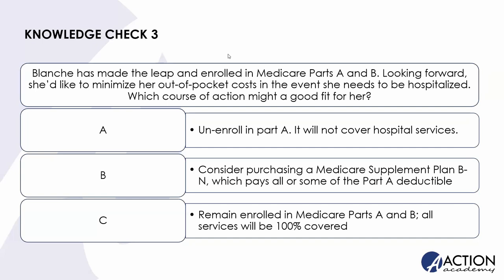So I launched the question for you. Blanche has made the leap and enrolled in Medicare Part A and B. She's looking forward to minimizing her out-of-pocket costs in the event she needs to be hospitalized. Which course of action might be a good fit for her? This should be an easy one. Part A covers hospital services. So A is out. C is out because Medicare Parts A and B, I wish it covered 100% everything all the time, but it doesn't do that. So plan B or N would be a good option for her if that's what she wanted to do.